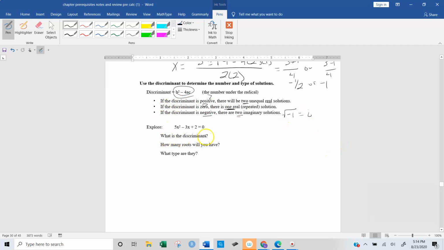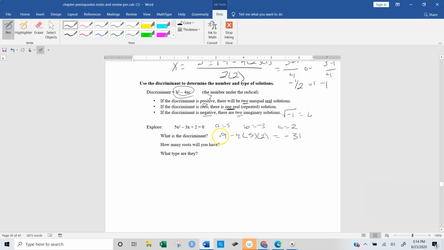So what's the discriminant? Now remember, the discriminant is this b squared minus 4ac. I know a is 5, I know b is -3, and I know c is 2. So b squared, -3 squared is 9, minus 4 times a, which is 5, times c, which is 2. So now we've got 9 minus 40, which is -31.